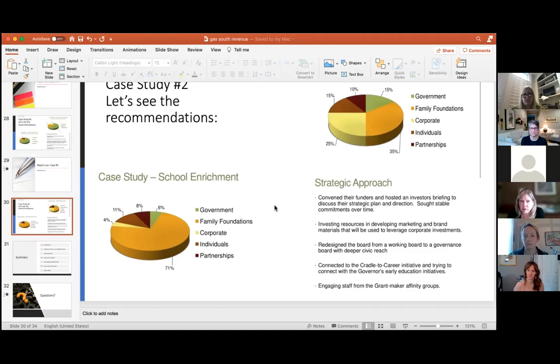Do you have numbers on relative size of income between one model and another? What sort of income growth? Not on these slides, but I mean, these are growth stories.